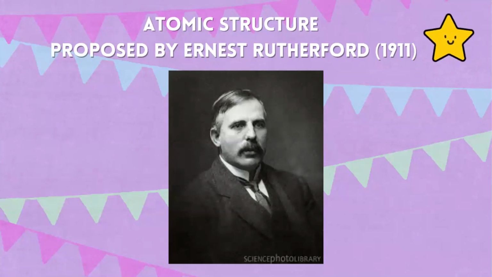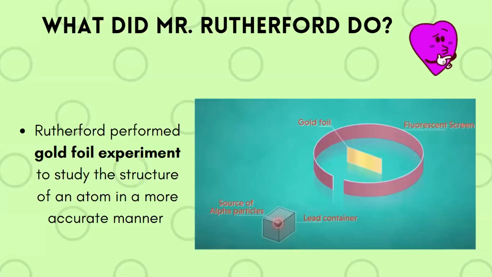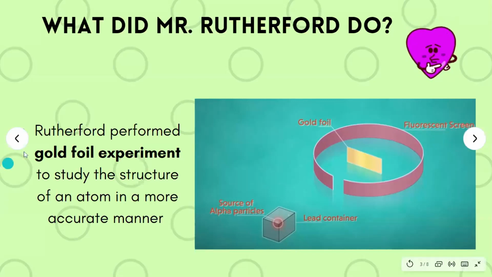So what did Mr. Ernest Rutherford do? Well, in order for him to study the structure of an atom in a more accurate manner compared to what had been proposed by J.J. Thomson, he performed the gold foil experiment. This experiment consists of a source of alpha particles located in a lead container with a very small slit so that the alpha particles only came out from the small opening and traveled in a straight line. Next, we have this thin gold foil over here surrounded by a fluorescent screen. So how does this experiment work? These alpha particles will be emitted from the container and it will pass through the atoms of gold foil and directly hit the fluorescent screen.